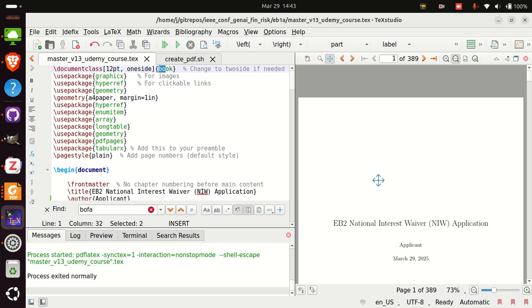Alright guys, this is about EB2 NIW application compilation. Here we talk about how to compile all of the files and create an application. Now there are a few things.